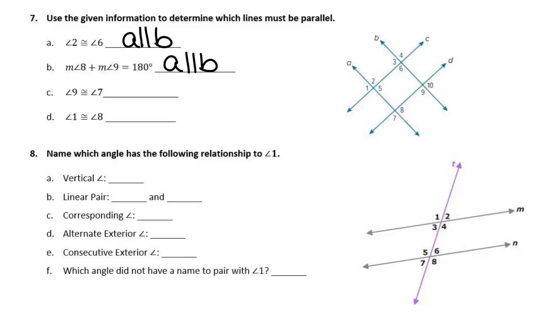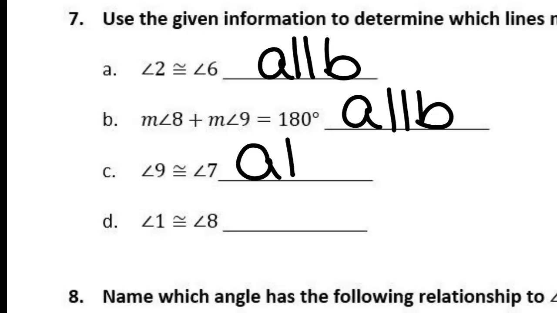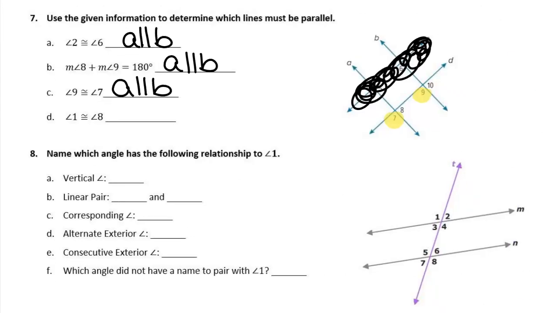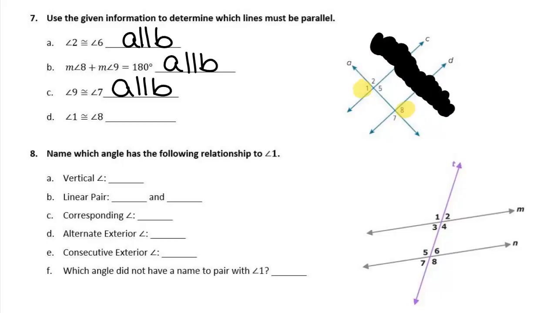All right. 7 and 9. Here's 9, here's 7. What line do they both touch? D. So I don't need this. What lines would have to be parallel? A and B. And then we have angle 1 and angle 8. What line do they both touch? They both touch A, so I don't need this one at all. So C and D would have to be parallel.